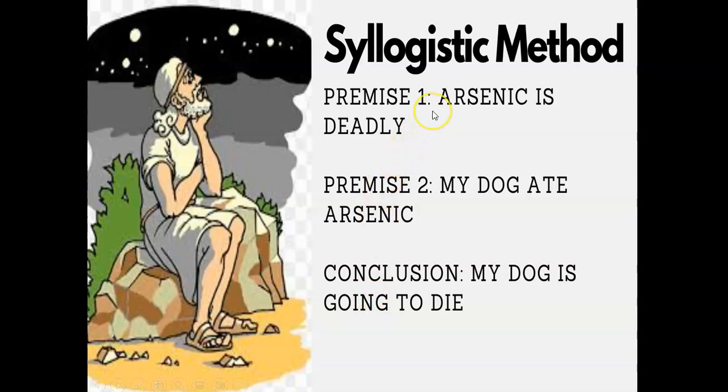So if I were to say premise 1, arsenic is deadly. Premise 2, my dog ate arsenic. Conclusion, my dog is going to die. You all would nod your head and say, Christian, that's sad. Sorry for your dog, but that is cogent, my friend. That makes perfect, utmost sense.